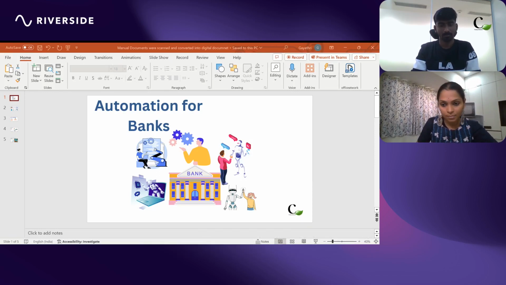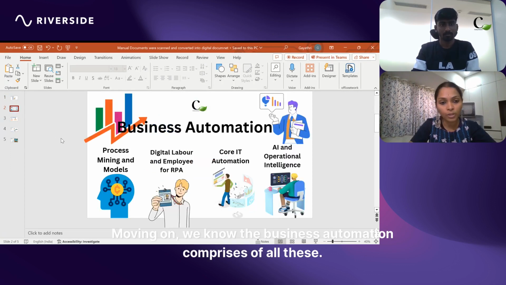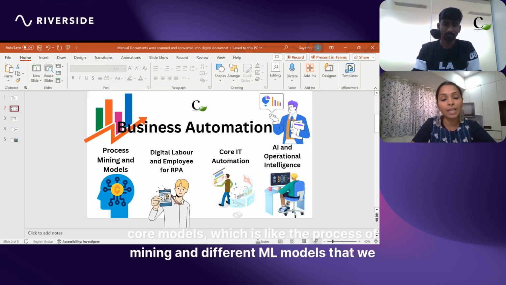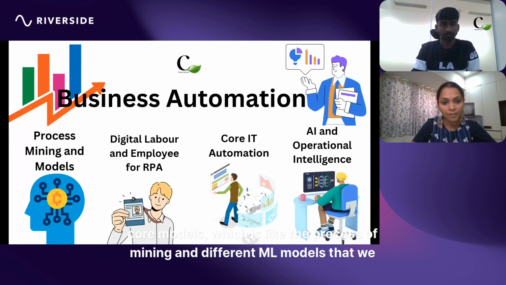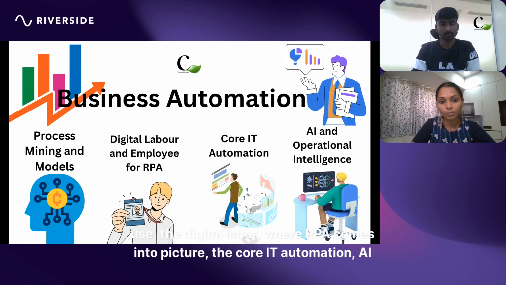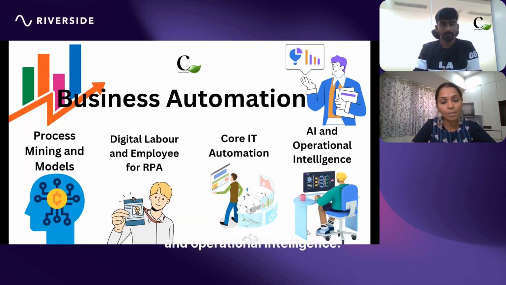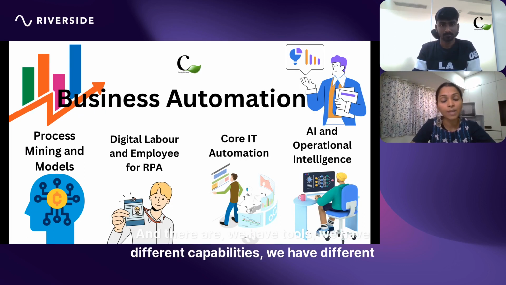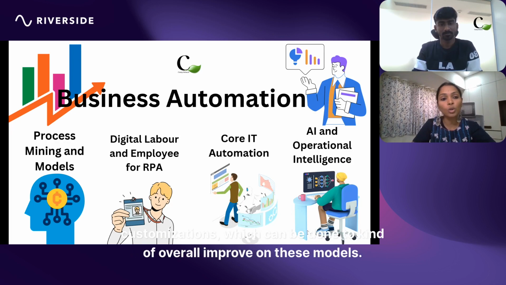Moving on, we know business automation comprises these core models: process mining and different ML models that we use, digital labor, where RPA comes into the picture, core IT automation, AI, and operational intelligence. These are the four pillars of any business automation, and we have tools, different capabilities, and different customizations which can be done to improve on these models.